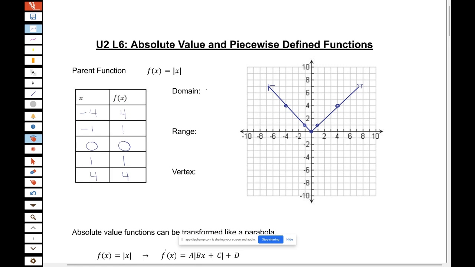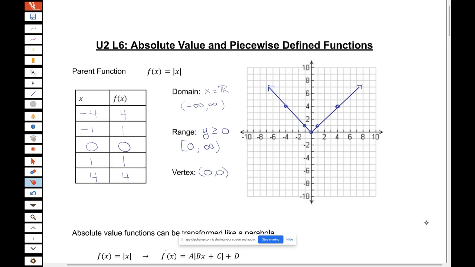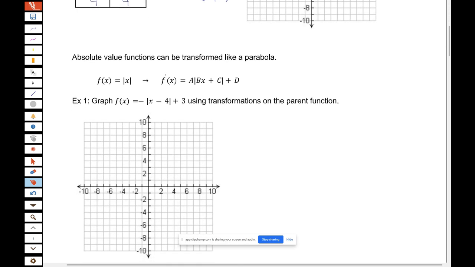The domain of this is x equals all real numbers, or in interval notation, -infinity to infinity. Now the range starts at 0 and goes to infinity, or you could say y is greater than or equal to 0. And the vertex is at (0, 0). It has a vertex like a parabola, so it shifts exactly the way a parabola does. As I have said here, absolute values can be transformed like a parabola with your regular function transformations.